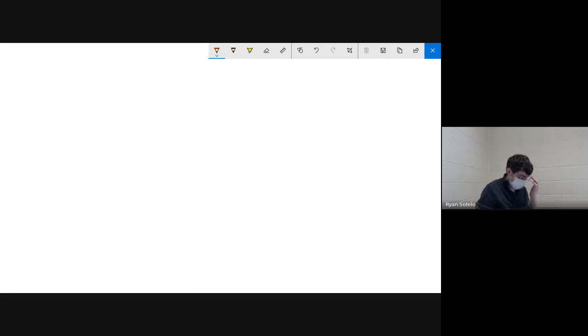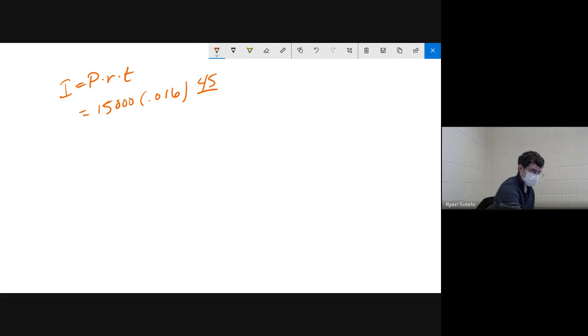Then this one, if we change the wording, it says how much interest do you get if you do 15,000 at 1.6% for 45 months. So that's pretty similar. You'll do 15,000 times 0.016 times 45 over 12. And that should give you, I got $900 when I tried that. Any questions so far?